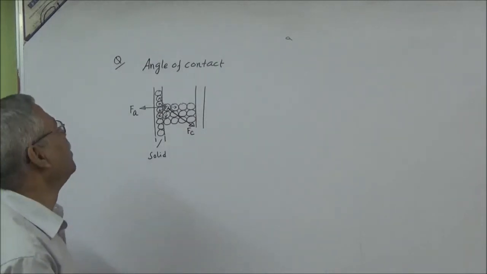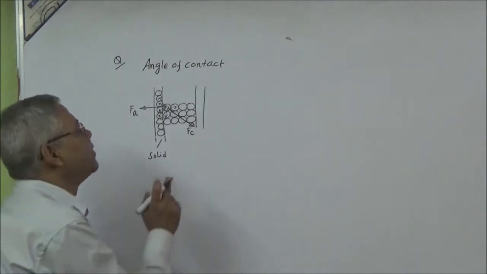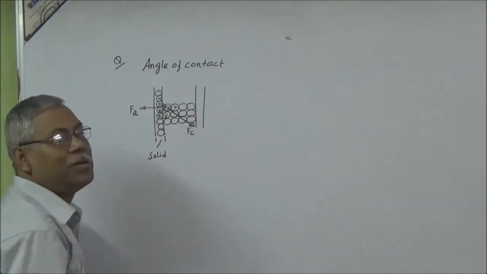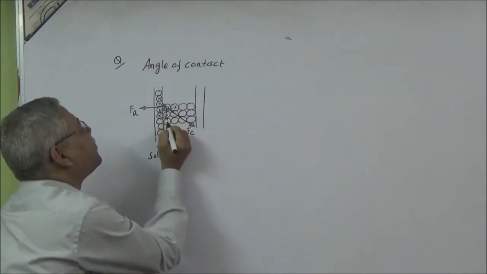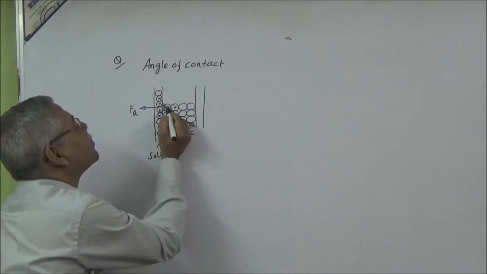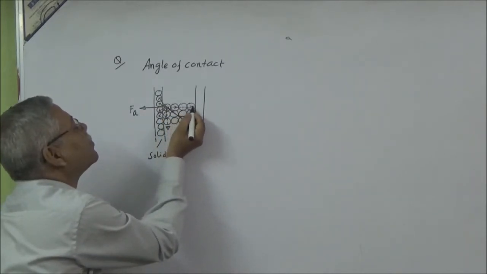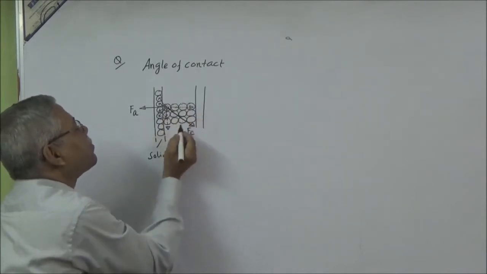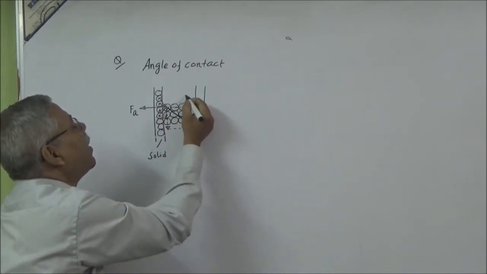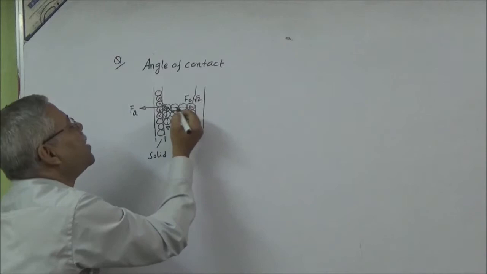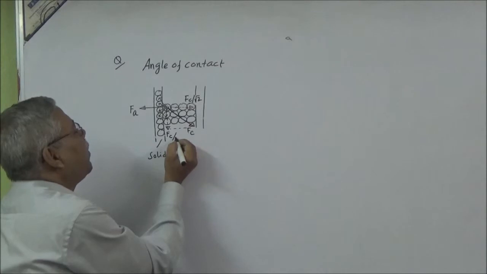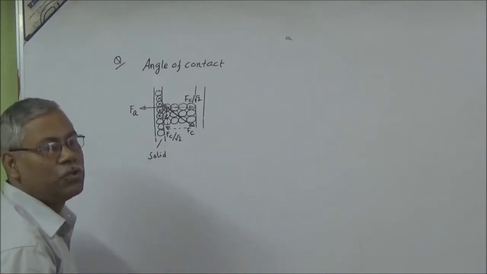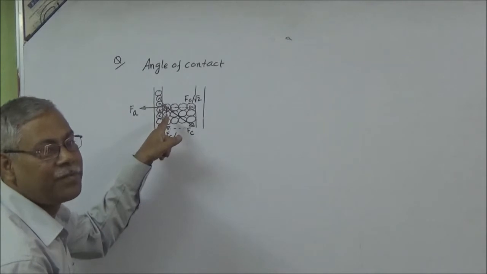Now, in order to find the resultant force acting on this molecule, first resolve Fc into two components. These are the components. This is Fc by root 2, because this angle is 45 degrees, and this is also Fc by root 2.